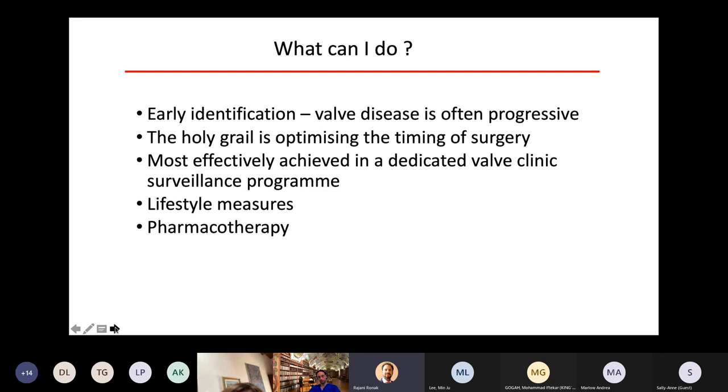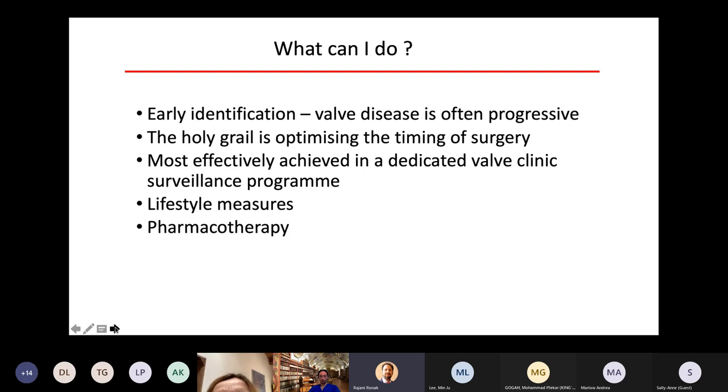As I've mentioned, I think the holy grail is certainly the early identification of valve disease, because valve disease is progressive. However, predicting the rate of progression can be exceptionally difficult, and there is no easy mantra to tell you which patients will progress at what rates. We want to be optimizing the timing of surgery rather than rushing patients to surgery once patients are in congestive cardiac failure or have been admitted with overt symptoms.